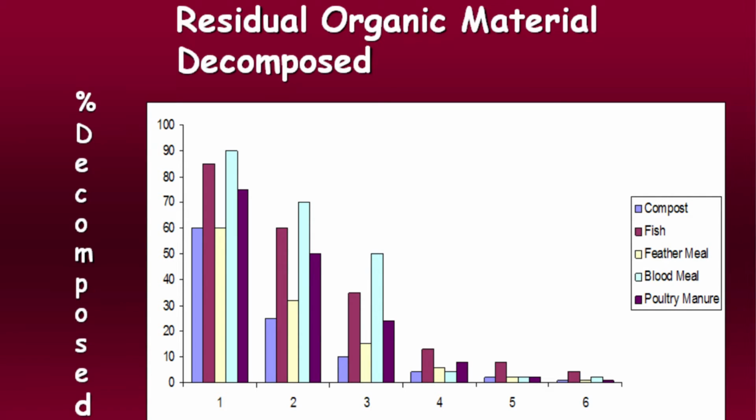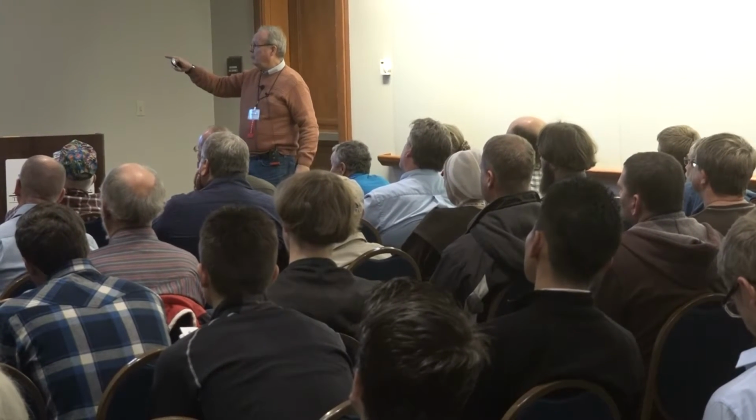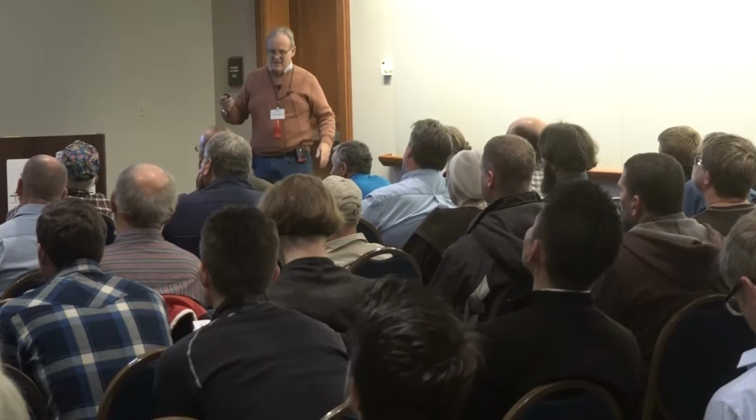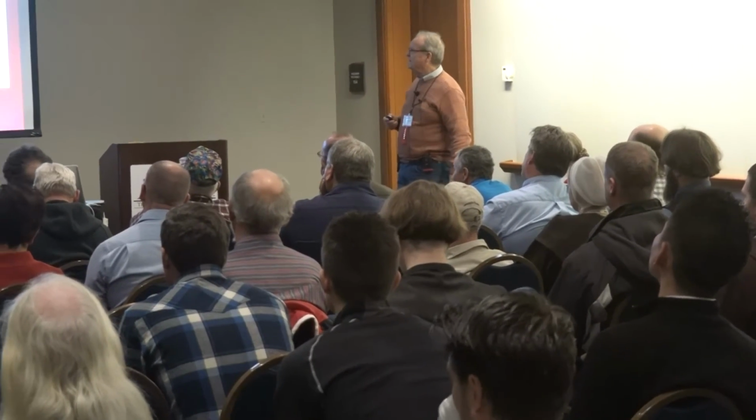Yes, sir? For example, it looks like the blood meal, help me understand, decomposes about 90% in the first year. Why is it then 70 and then 50 in year 2 and 3? Well, that's 70% of the remaining amount. Yeah, it's a cumulative effect there. It's not a total amount, but the remaining amount. And that's the same way with all these. You can see by year 4, 5, and 6, there's not a whole lot happening. But there is a little bit anyway.